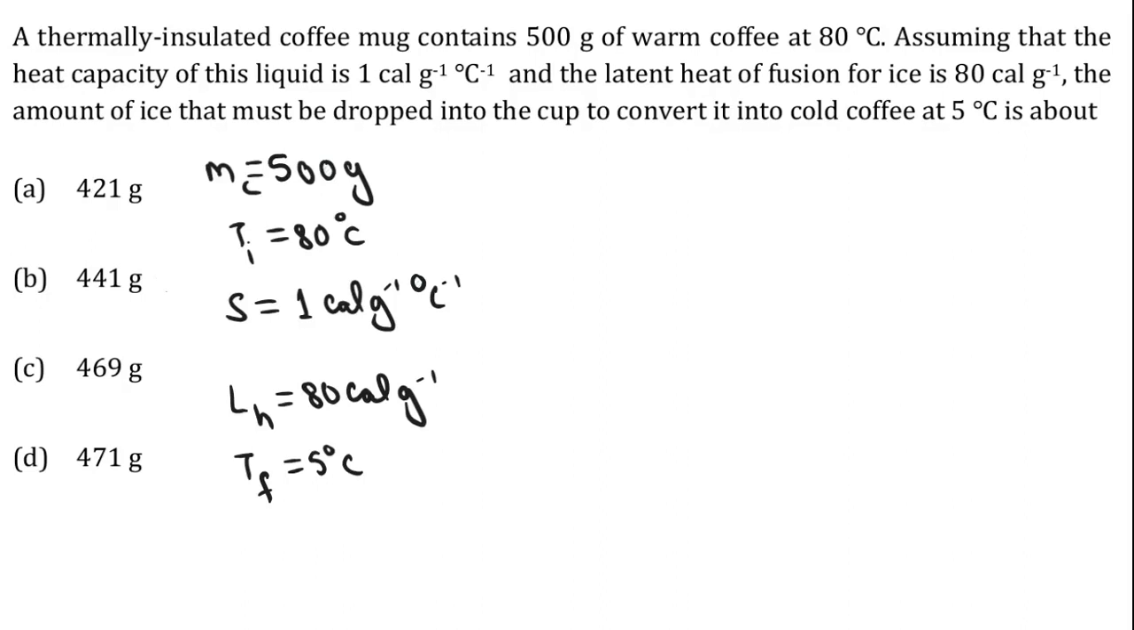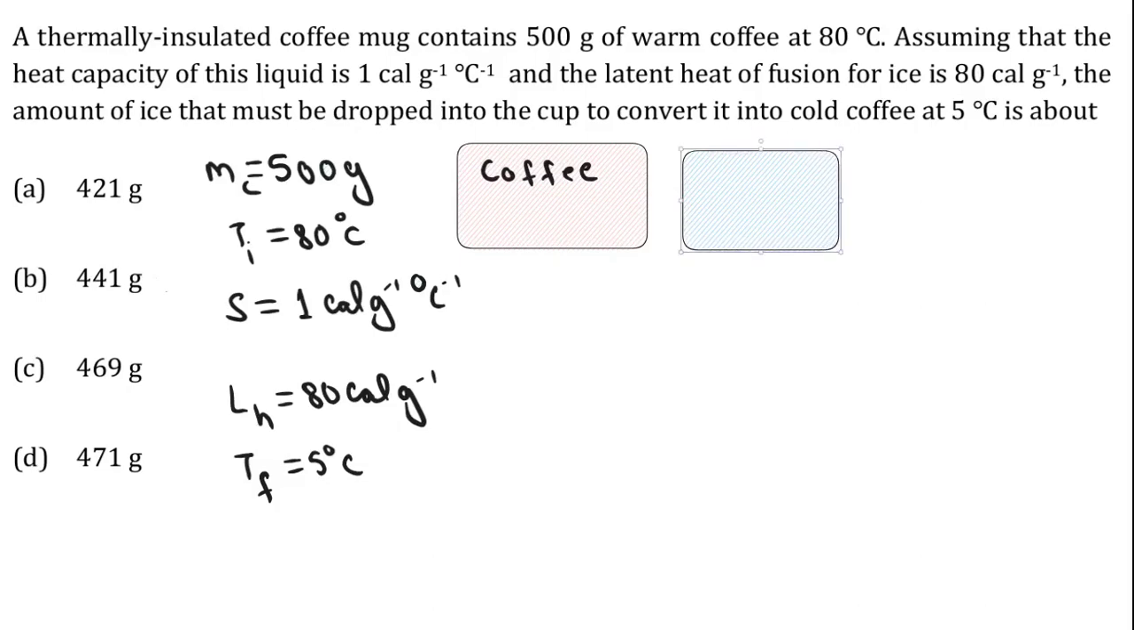What we can see here is that there are two systems. The first one is coffee, which is at the temperature of 80 degrees, and the second system is ice. What the question tells us is that the heat from the coffee must travel into the ice so that this ice comes to 5 degrees centigrade. Let's say it was at 0 degrees centigrade initially. It also reaches 5 degrees centigrade from an initial 80 degrees centigrade.